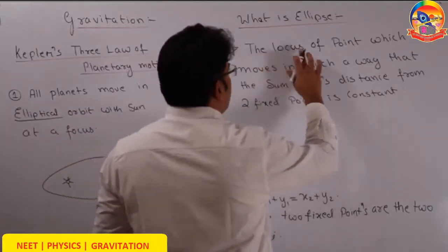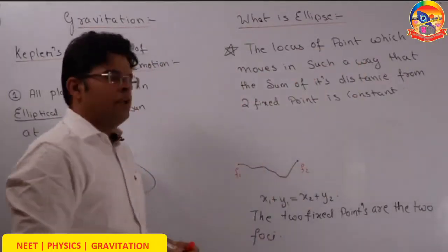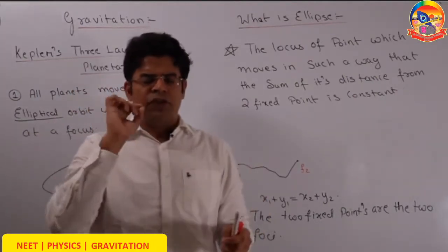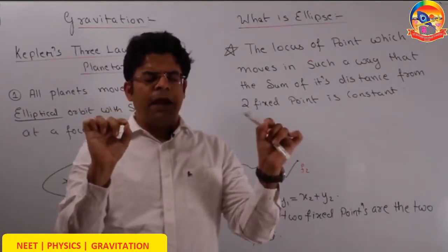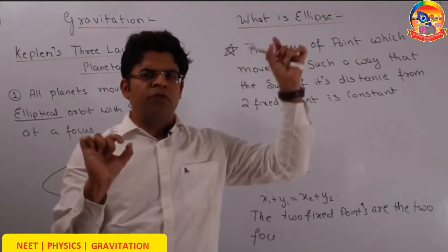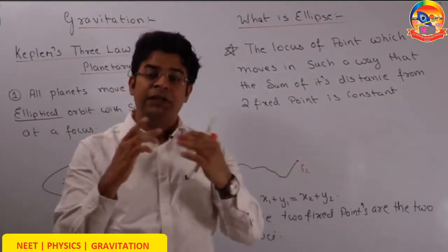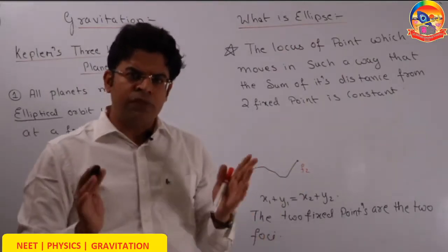The locus of a point which moves in such a way that the sum of its distances from 2 fixed points remains constant. So think of fixed point 1, fixed point 2, and a particle which moves in such a way that no matter where the particle is, the sum of its distance from the first point plus the second point remains constant. So how do we draw an ellipse?